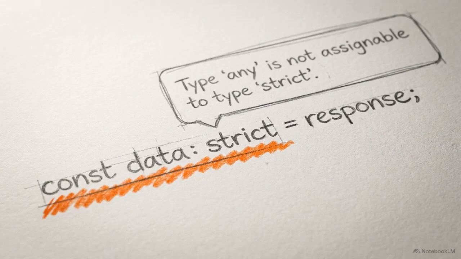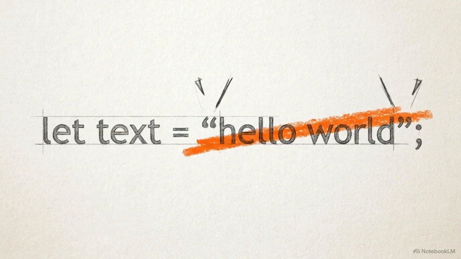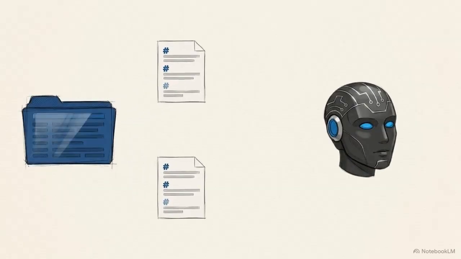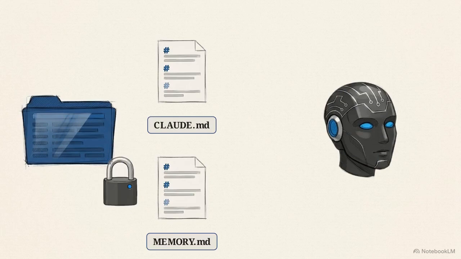You have to remind it to use strict typing. You have to tell it again that you prefer single quotes, every single session. To stop this cycle, we need to set up a persistent memory configuration. This relies on project-specific knowledge files that the AI can read before it takes any action.